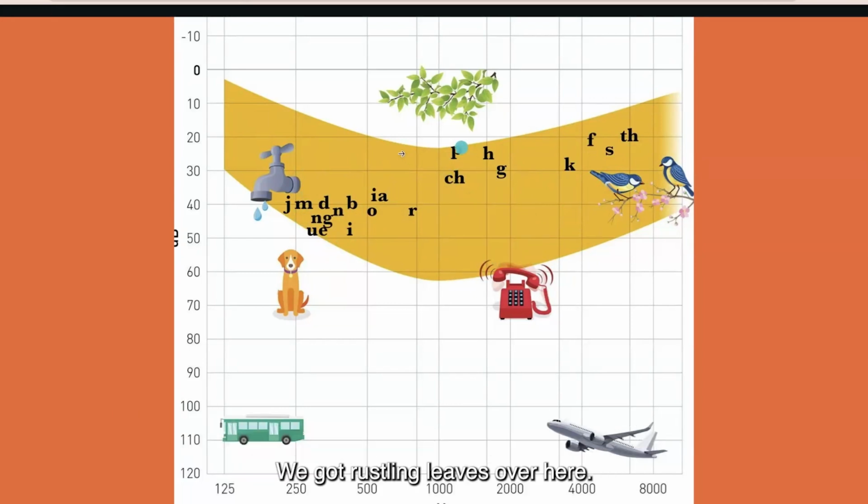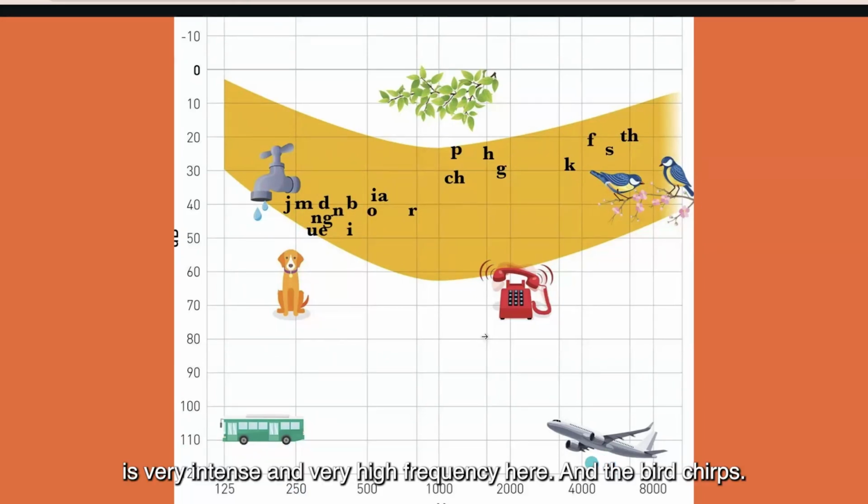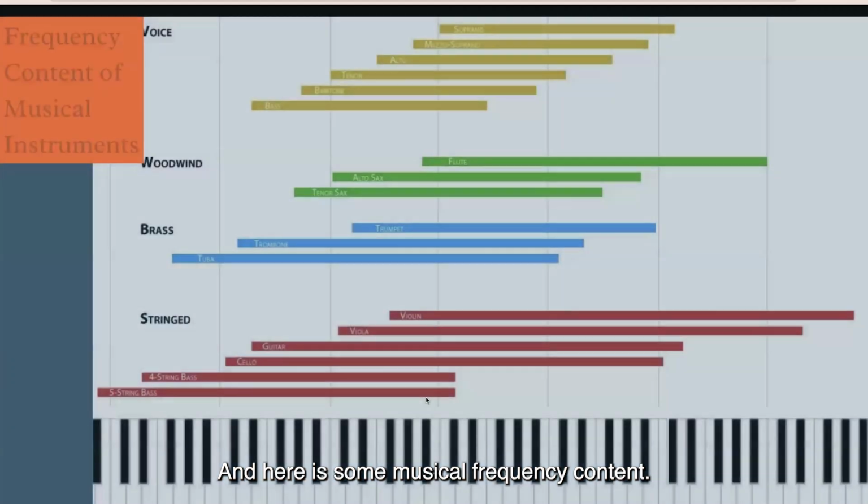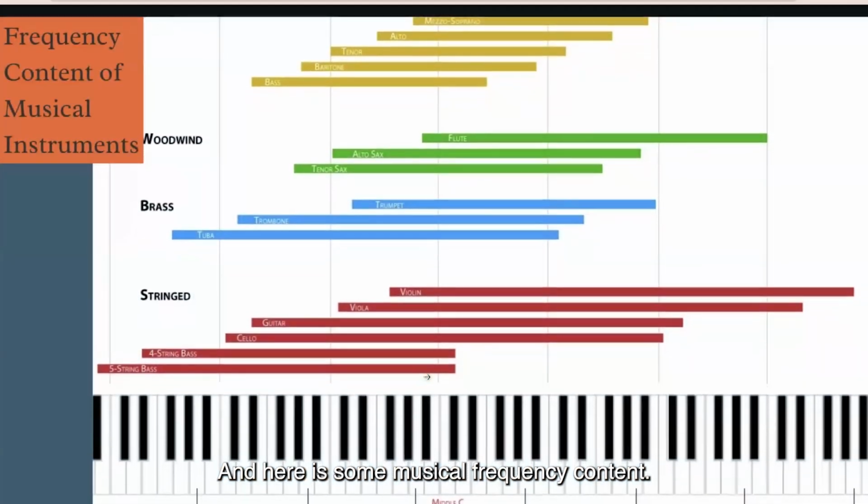And to give reference, we got rustling leaves over here, dripping water, about 250 hertz, dog barking here, diesel bus, and an airplane here is very intense and very high frequency. And bird chirps. Bird chirps are high pitched and not too intense, and then it depends on the frequency, or sorry, the distance. So this is the speech frequency content, and here is some musical frequency content.